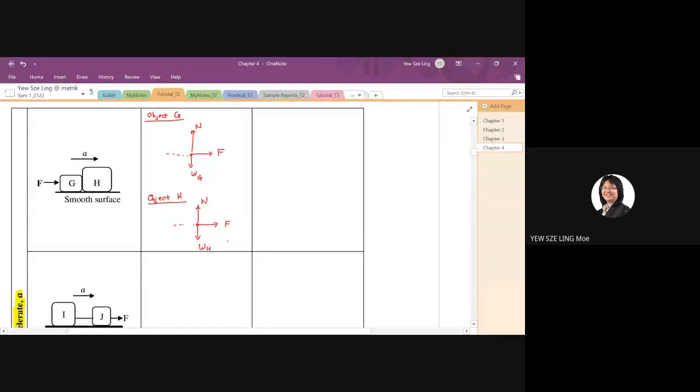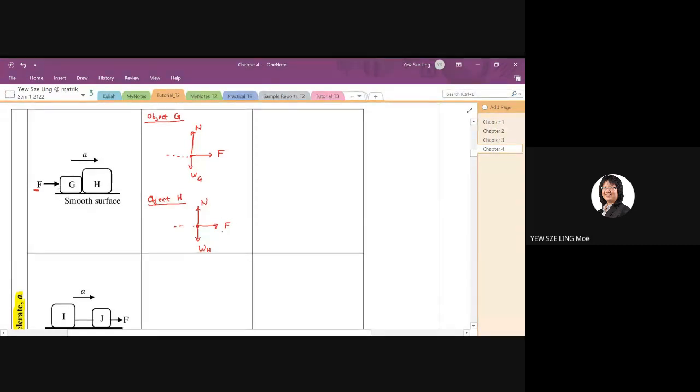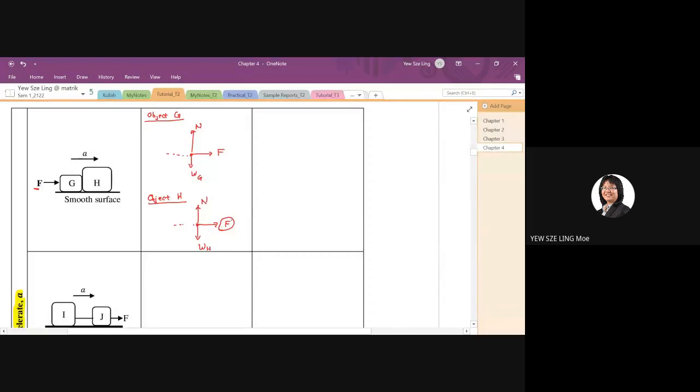Now these two diagrams, I would say are incorrect. Why incorrect? Both of them are incorrect. First of all, you look at F. This capital letter F is only touching object G. So how can you draw an F for your object H? There's no external force acting on object H. The external force is just touching object G, directly in contact with object G, not object H. Therefore, you shouldn't have this F here.